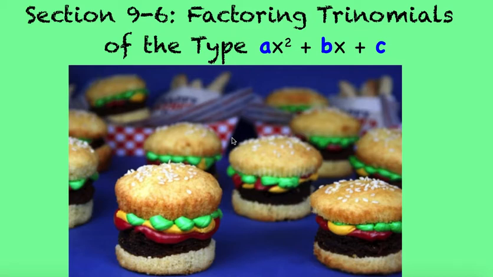Hello, algebra class. This is section 9.6, and we're factoring trinomials of the type ax squared plus bx plus c. The special type of these ones is basically that our a term in front of our x squared is going to be greater than 1. So we're dealing with a coefficient that's greater than 1. Just regular routine, pause the video, work it out on your own, and then come back and see the solution.